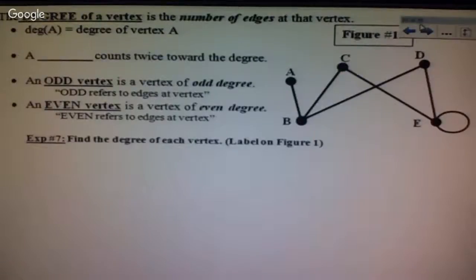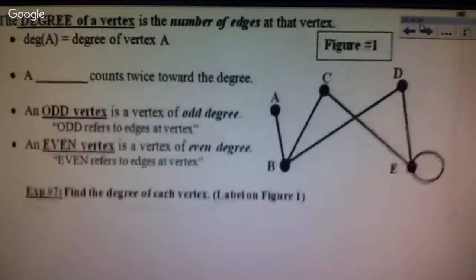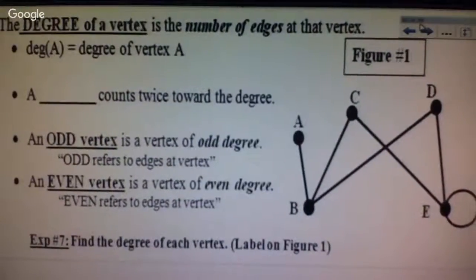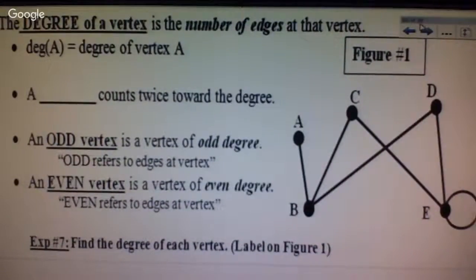We're almost done with vocabulary. All right. This is going to be the most important vocabulary of this section. Okay. Degree. The degree of a vertex is the number of edges at that vertex. So in other words, if I'm at that dot, how many ways can I leave or go back into that dot? How many lines are coming out of it? Okay. A loop is going to count as 2 because it has an exit and an enter.